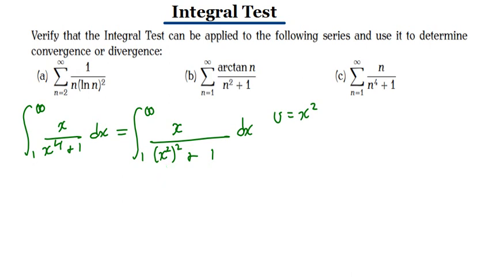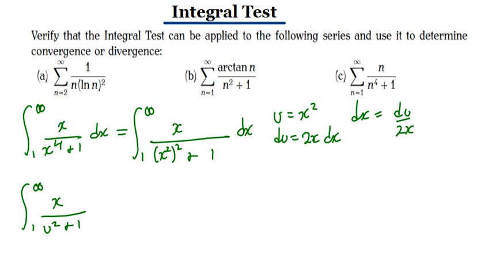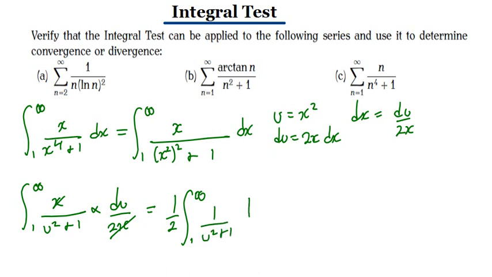Okay, so my du will be equals to 2x dx, meaning dx is equals to du over 2x. So for this one I have x divided by u squared plus 1 multiplied by dx. Dx is du over 2x. That can cancel out with that one, so I have 1 over 2 from 1 to positive infinity, 1 over u squared plus 1 du.